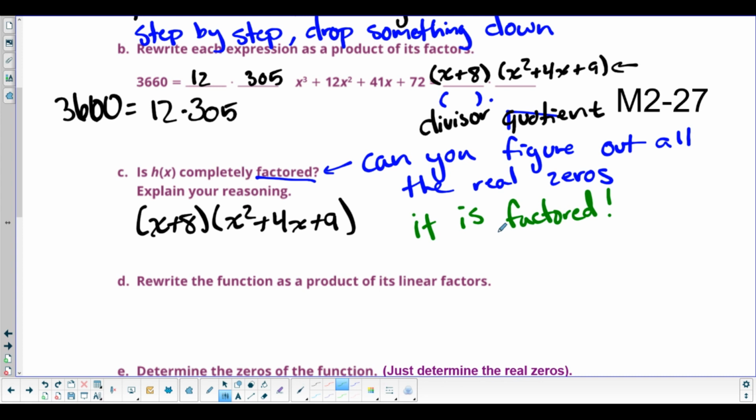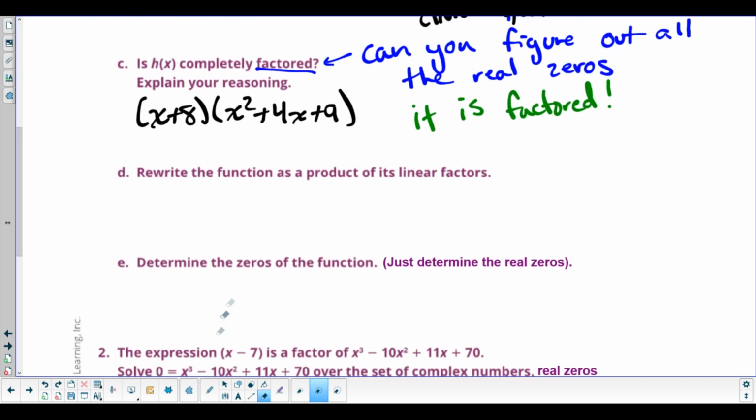I cannot factor it anymore because this thing has no real factors. So the only factor that I can see is x plus 8, or the only zero I can see is at x equals -8. And then D, because of this, we're going to end up with imaginary things.